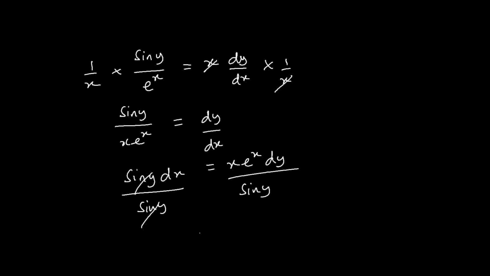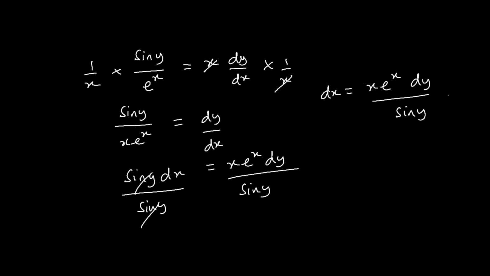So we have the dx. Let me write this here. So you have dx equals x times e to the power x dy all over sine y. But you see that we still have the x terms here. Okay, so we have to get it to this side. So let's look at how we are going to do this.